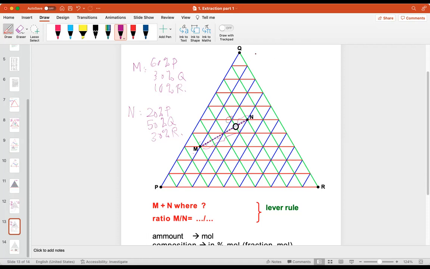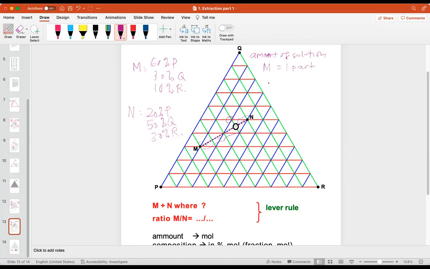Okay, so the amount of solution M is actually 1, 2, so M is here. Using the lever rule, remember the lever rule? It's actually one part. I would say this is only one part.